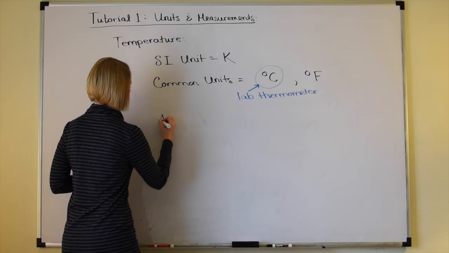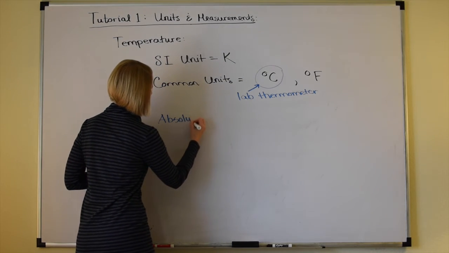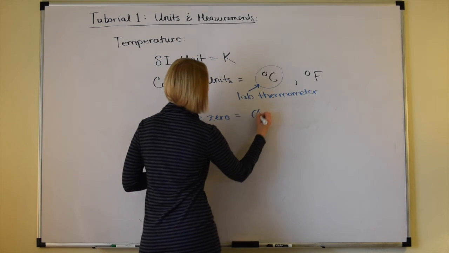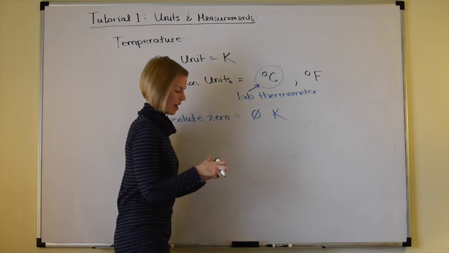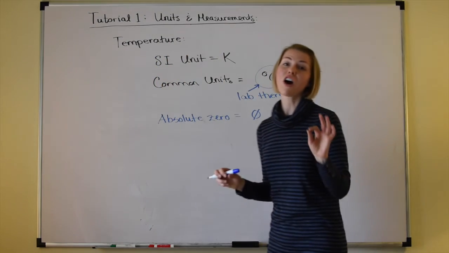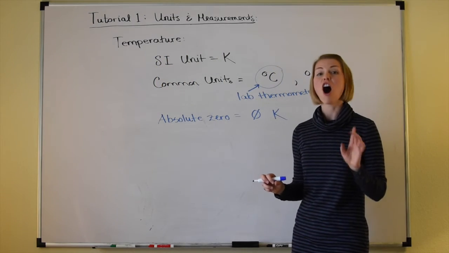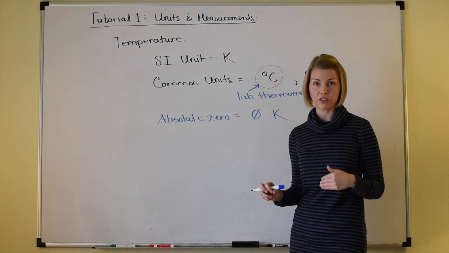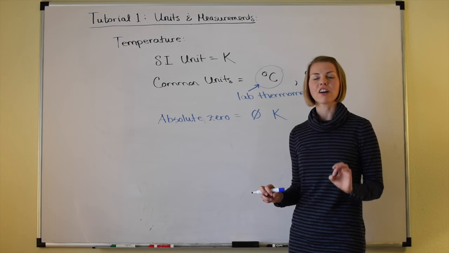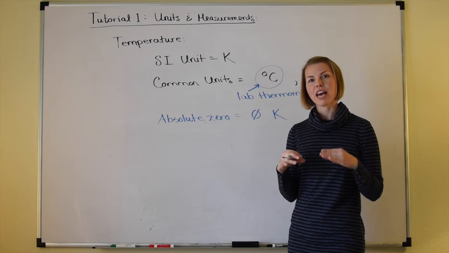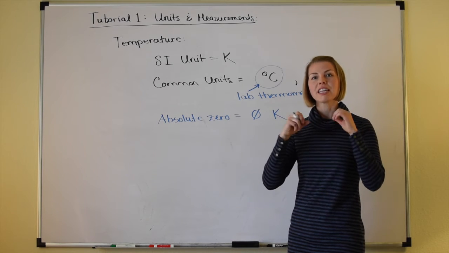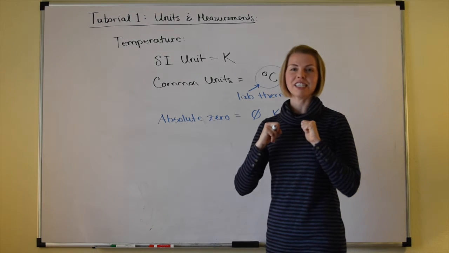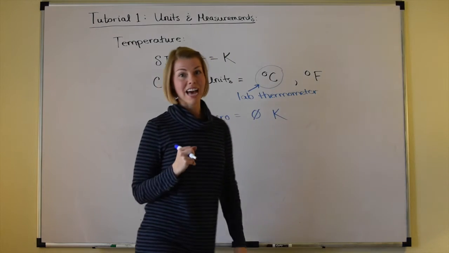I'm going to write that down. Absolute zero is 0 on the Kelvin scale. And that means that there are no negative temperatures on the Kelvin scale. You have negatives in the degrees Celsius and degrees Fahrenheit scales, but not on the Kelvin scale, because 0 Kelvin is the temperature at which the kinetic energy, the motion of the particles, ceases. It stops. There is nothing colder than that.